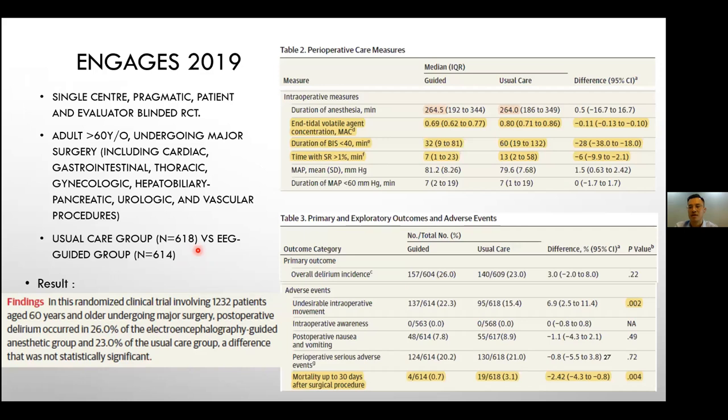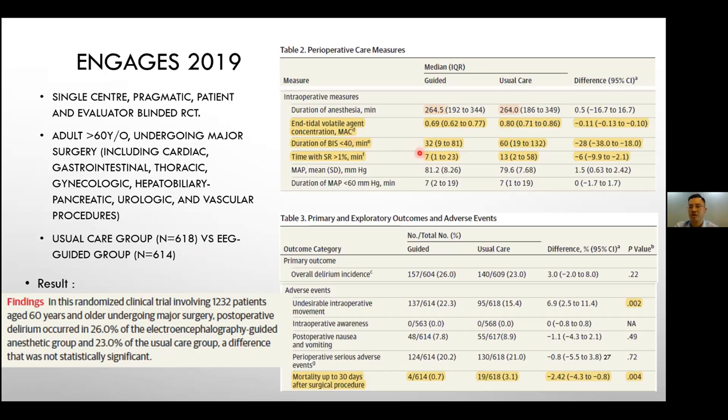And once again, this study involved adults more than 60 years old undergoing various cardiac and also non-cardiac surgery. The patients were randomized to usual care and the EEG-guided group, in which the clinicians were encouraged to decrease volatile anesthetic administration based on the EEG information and their clinical judgment. With the randomization, the EEG-guided group showed a decrement of MAC, or the end-tidal volatile concentration, during GA, and the duration of BIS less than 40 and also the burst suppression time were half as compared to the usual group here.